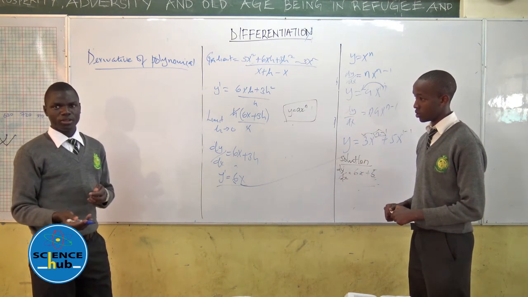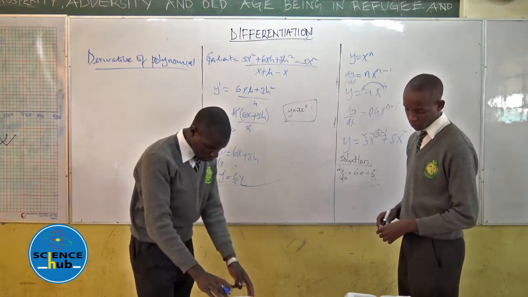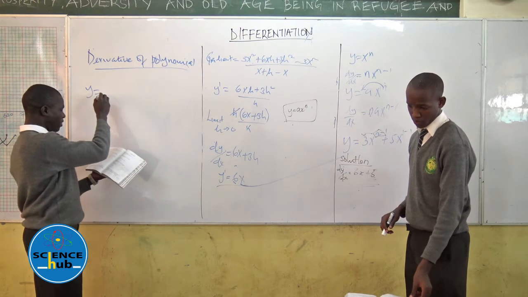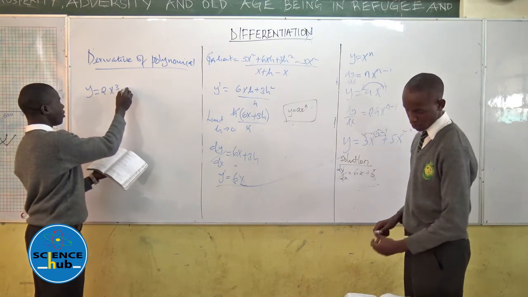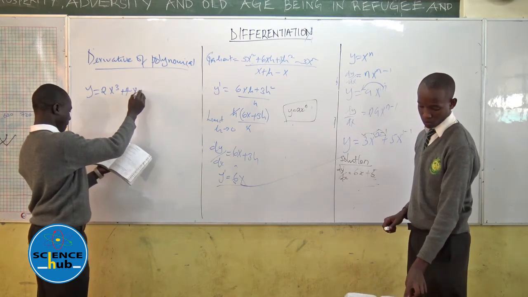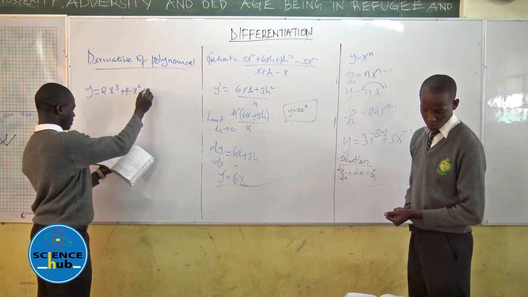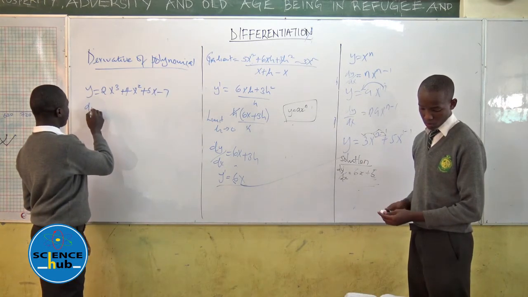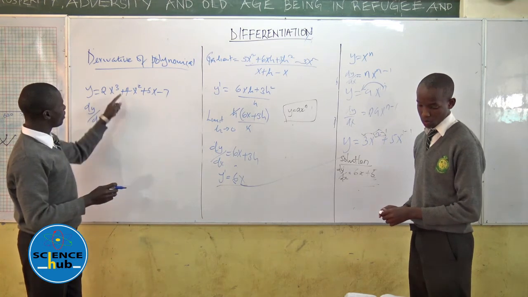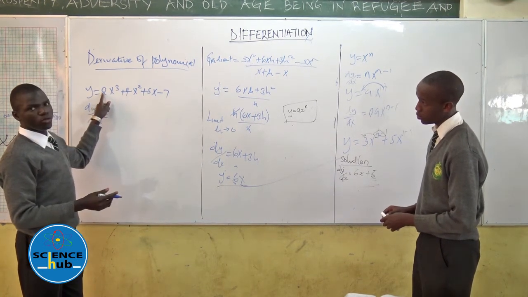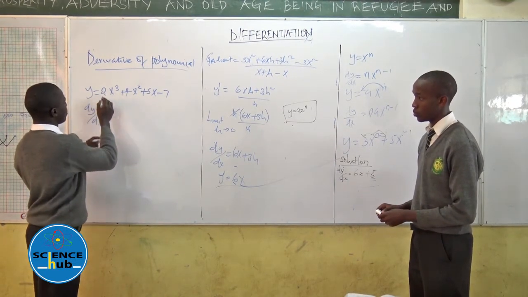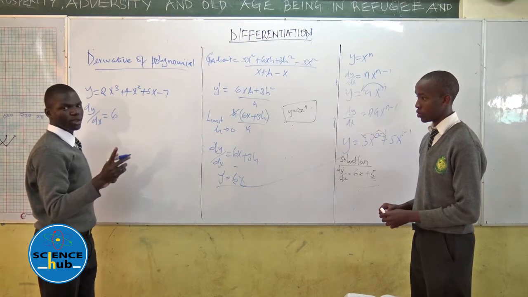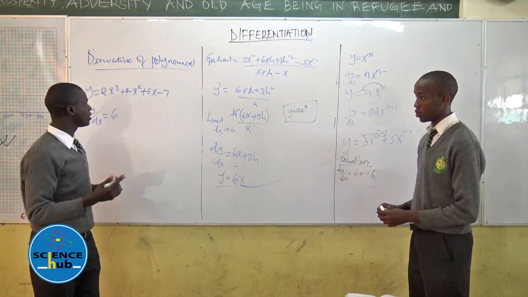the formula method. So if, for example, our equation is y is equal to 2x cubed plus 4x squared plus 5x minus 7. Finding the gradient of this one, you will find that dy over dx. We have already said that you will take this power, you multiply it to the first coefficient, which is 2. So you take 2 times 3, 6. Then you subtract 1 from the power. So it will be 3 minus 1 to give us 2.